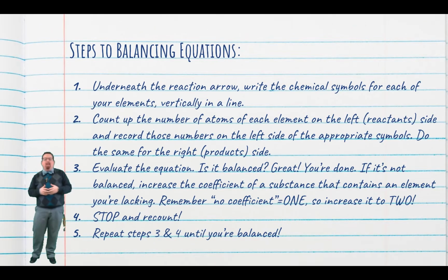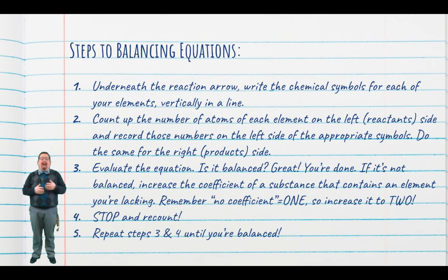We're going to do some example problems in a few, and when we do that, these steps here will run across the screen as I'm performing them. But go ahead and write them down in your notebook as I read through. The first step to balancing an equation is to write the chemical symbols for all of your elements underneath the reaction arrow. Basically, make a vertical list of the element symbols you have. We're going to use that list to keep track of how many atoms of each of those elements we have on either side of the arrow.